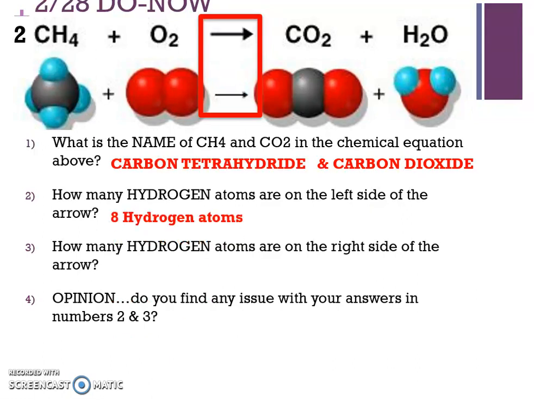How many hydrogen atoms are on the right side? On the right side, I only see H2 in water. There's no coefficient there, so there are just 2 hydrogen atoms on the right side.